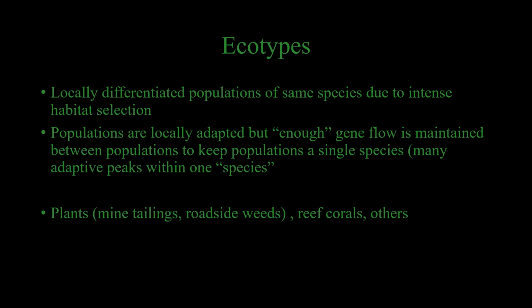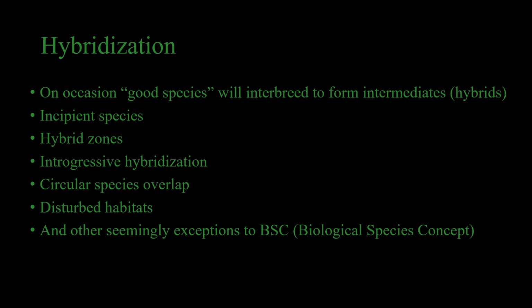It's a little different than just the biological species concept. And then there are sort of species that break the rules. We see hybridization, so good species interbreed to form intermediates. The incipient species, the idea that we have two different species that are either pulling apart or coming together, forming a hybrid zone.